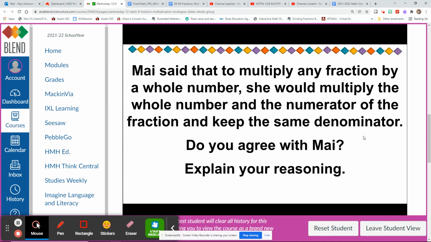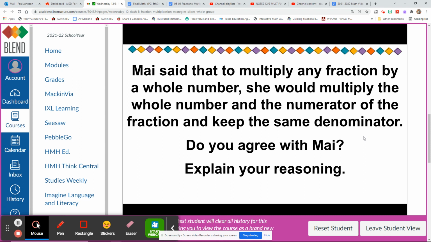May said that to multiply any fraction by a whole number, she would multiply the whole number and the numerator of the fraction and keep the denominator, or keep the same denominator. Is that what we've been doing? Do you agree with May? Talk to your tables about it.